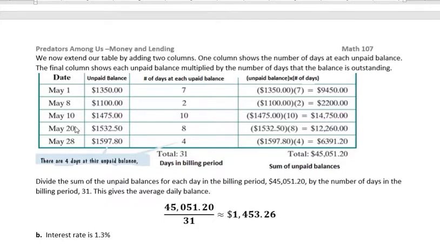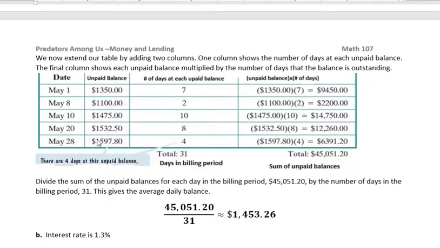Then on the 20th, they bought something else, and that bumped it up again, adding on to the $14.75, and that lasted for 8 days from the 20th to the 28th. So then we take this balance and we multiply it times 8, and then finally we say, now till the next billing cycle, we had this balance on there.